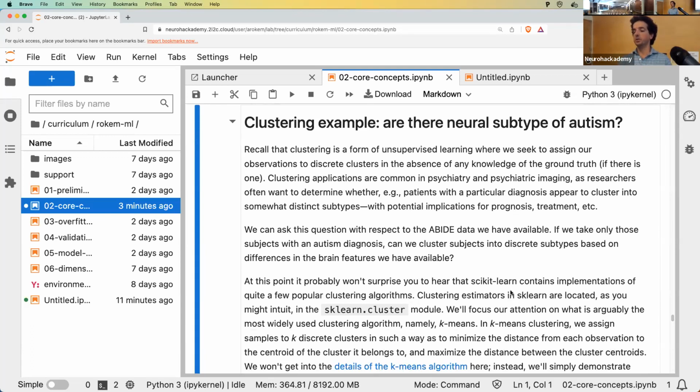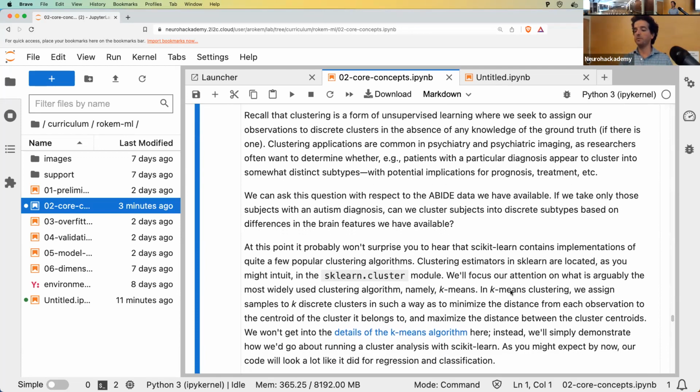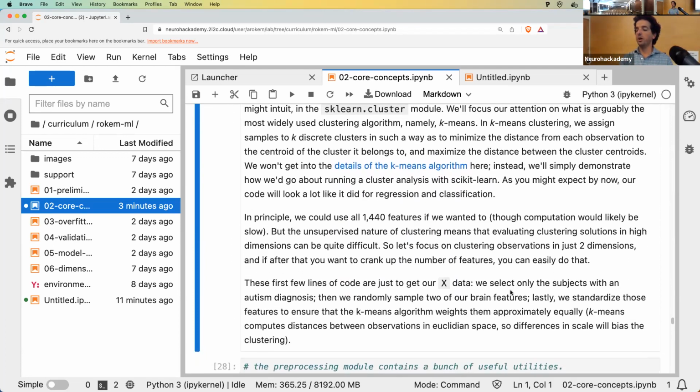So here, this is an unsupervised form of learning, in contrast to classification and regression, which are both supervised learning algorithms, where we had a Y. In regression, we had a Y that was age. In classification, we had a Y that was autism or no autism. In clustering, we don't have a Y to work with.